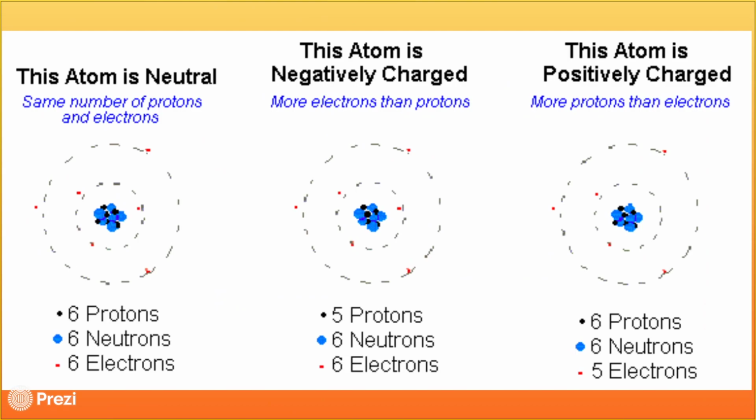So if it has the same number of protons and neutrons, it's considered neutral. If it's negatively charged, that means that it has more electrons than it does protons. And if it's positively charged, that means it has more protons than it does electrons.